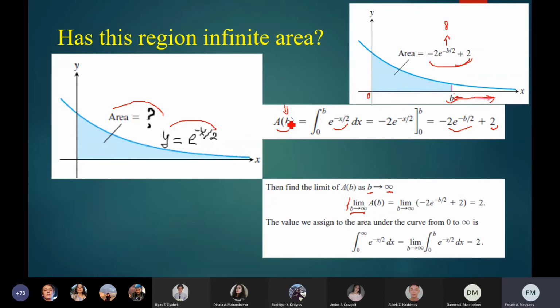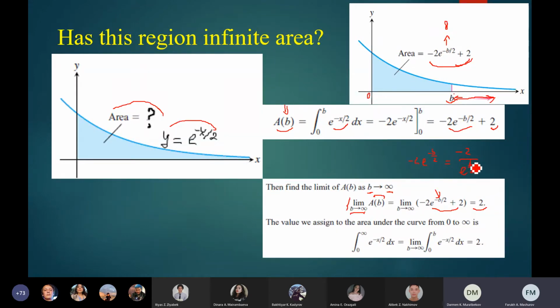We define the area depending on b as a function. So we just let b approach infinity, and instead of A(b) we put our area, dependent on b. If you find the limit of this, you will get 2, because e to the power of minus b over 2, minus 2, means minus 2 over e to the power of b over 2, yeah?